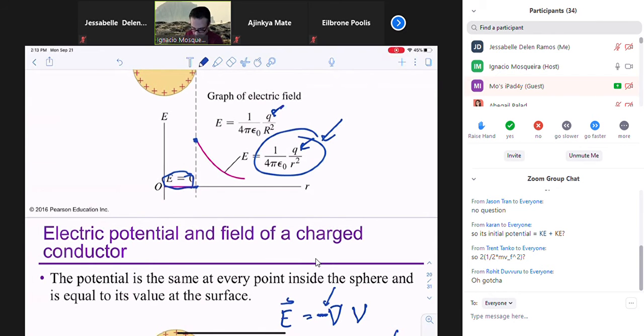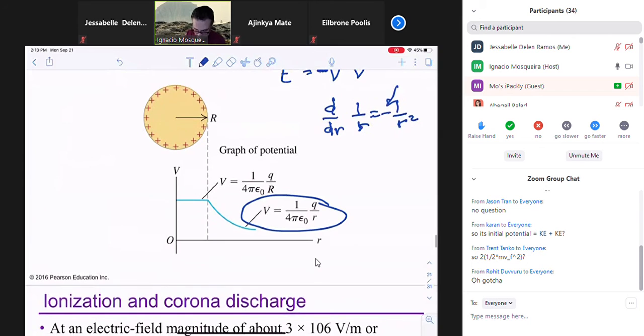Okay? How about inside? Here is the last important point of this. The potential inside the sphere doesn't have to be zero. It just has to be constant. Because if I take the derivative with respect to radius of some constant value, that gives me zero.